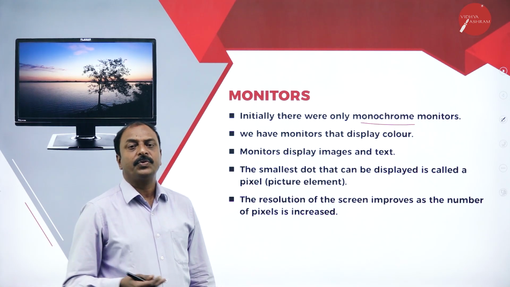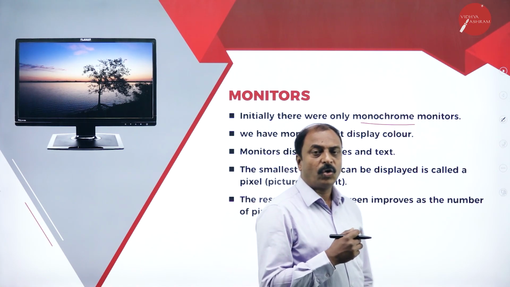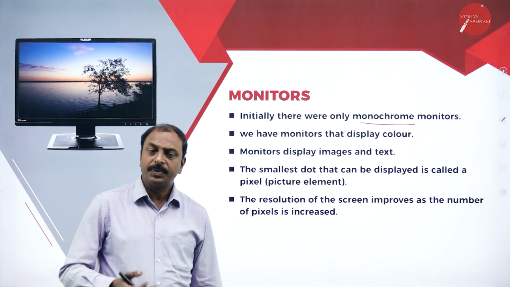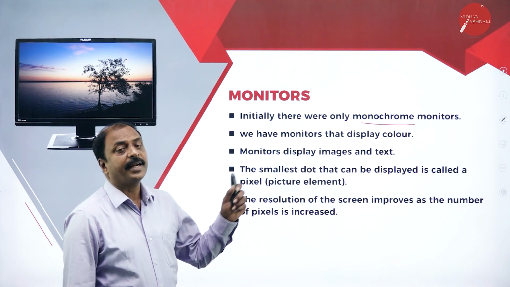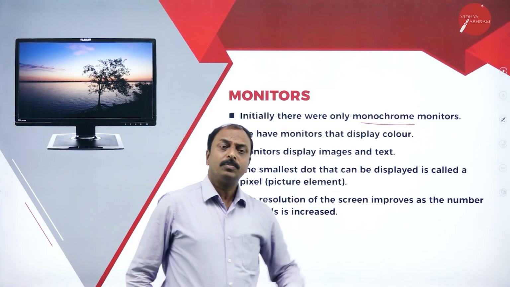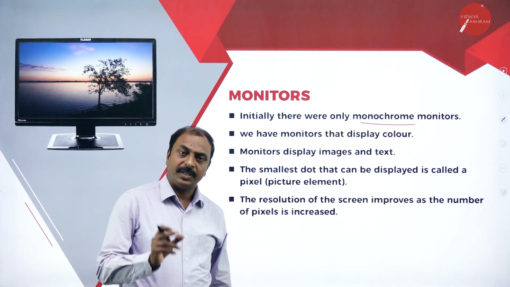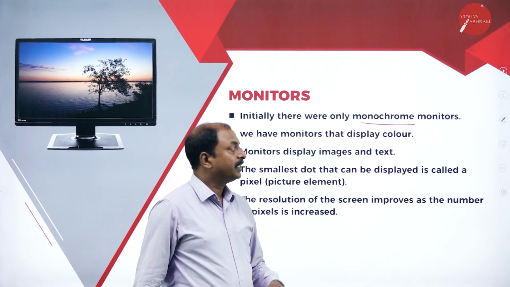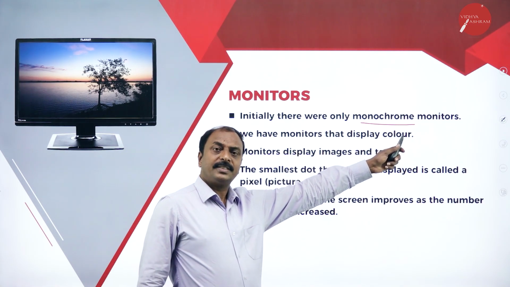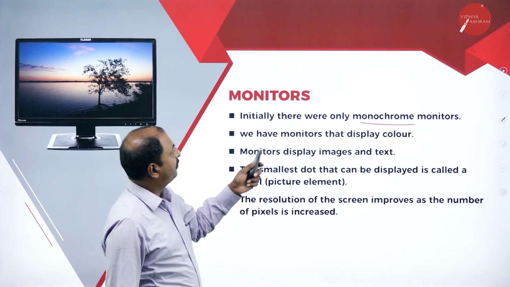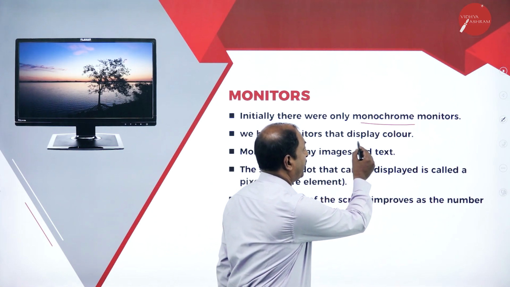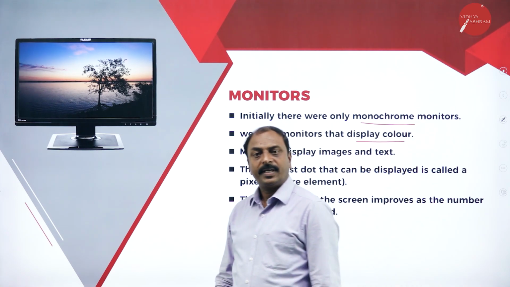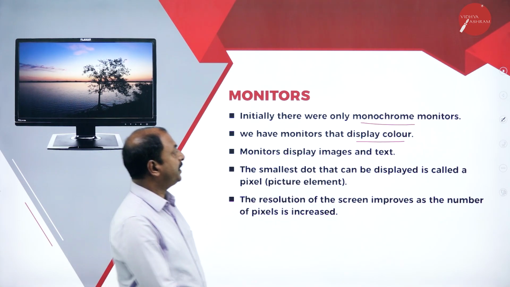Now we can imagine around 10 years back, 15 years back, how was your computer or how was your TV? You can compare this with the TV, and people used to watch black and white TV, that is nothing but monochrome TV. As a monitor functions almost like a TV, it is a monochrome monitor. So monochrome means a single color, that is black and white. And we have monitors that display colors. Nowadays, as there is improvement in the field of science and technology, monitors display images and text.